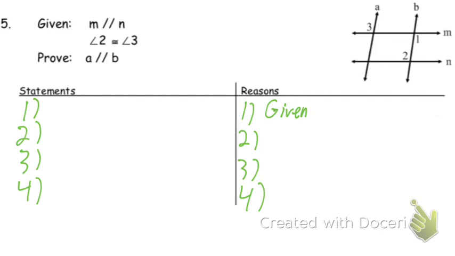Okay, line M is parallel to line N. I'm guessing it also goes with angle 2. Yep. Angle 3. Very good. Angle 2 is congruent to angle 3. That's another freebie. Those two statements are given: line M is parallel to line N, and angle 2 is congruent to angle 3. If you put them on different steps, it's a 5-step proof. If you put them on the same, it's a 4-step proof.